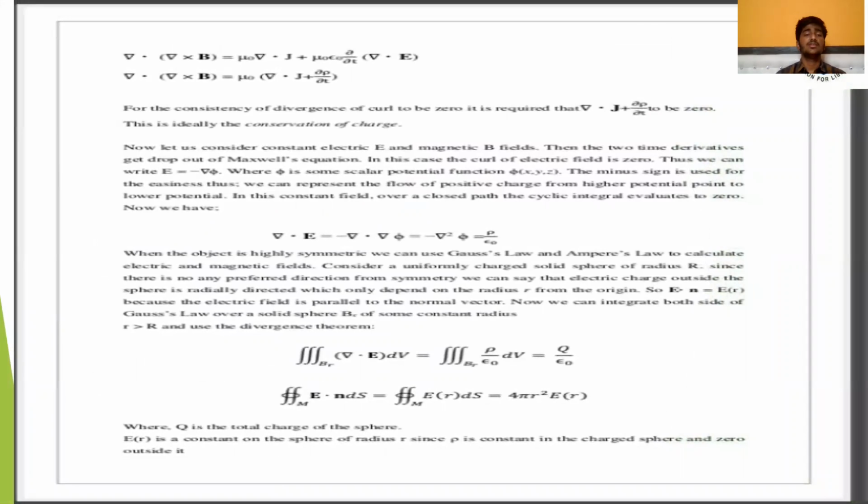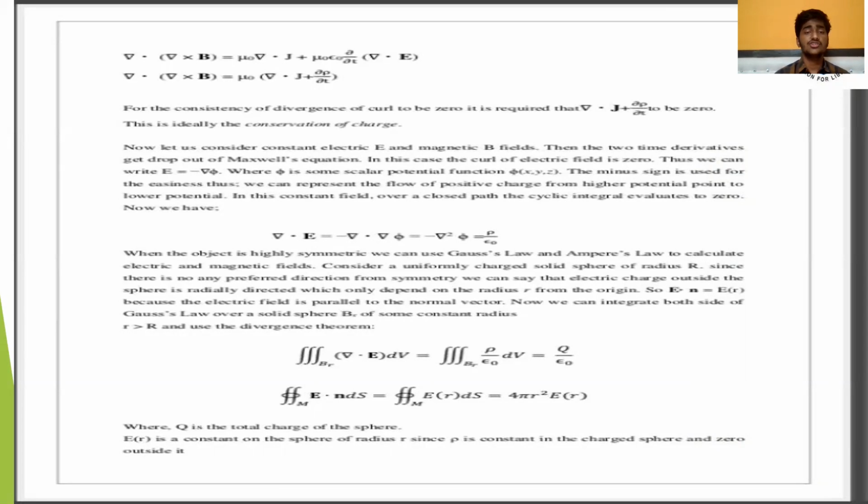Taking the divergence, delta dot delta cross B is equal to mu naught delta dot J plus mu naught epsilon naught dou by dou t of delta dot E, which is mu naught times delta dot J plus dou rho by dou t. For the consistency of the divergence of a curl to be 0, it is required that delta dot J plus dou rho by dou t is equal to 0.